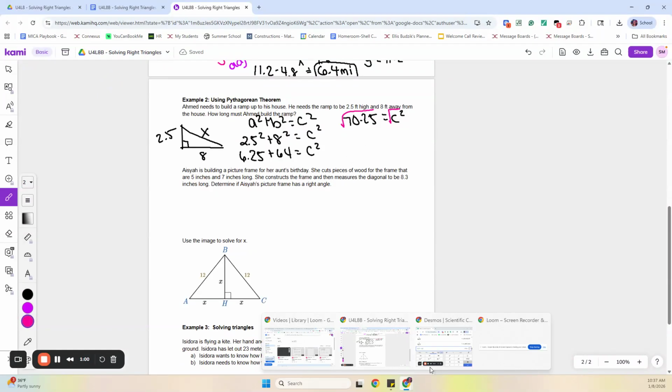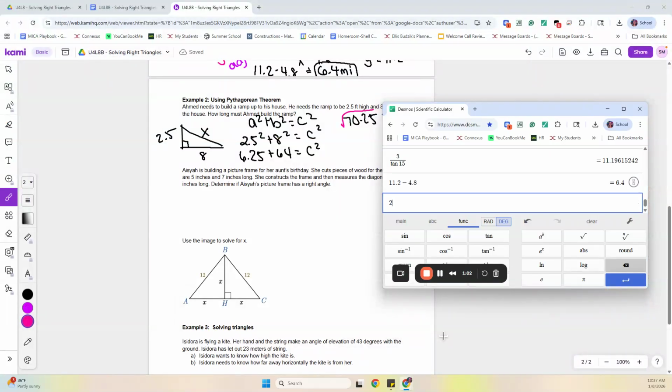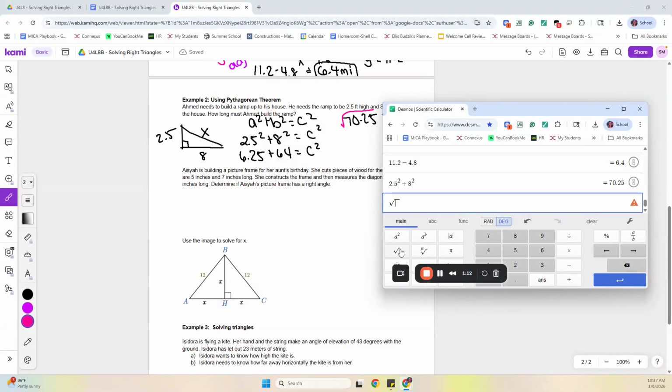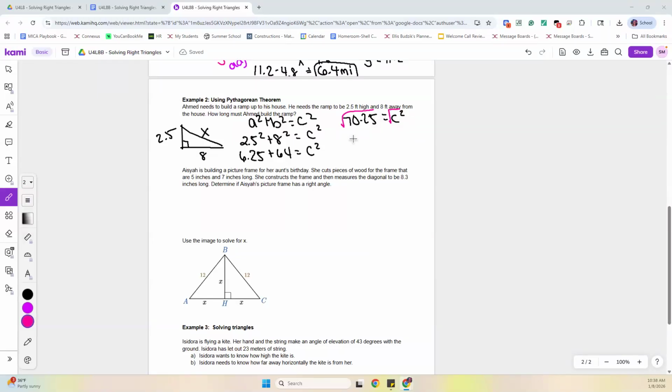So grab our calculator. Again, we did 2.5 squared and got 6.25, plus 8 squared, we got 70.25, and then we're just going to square root that. We get 8.4. So our c value is 8.4 feet. And that's our answer.